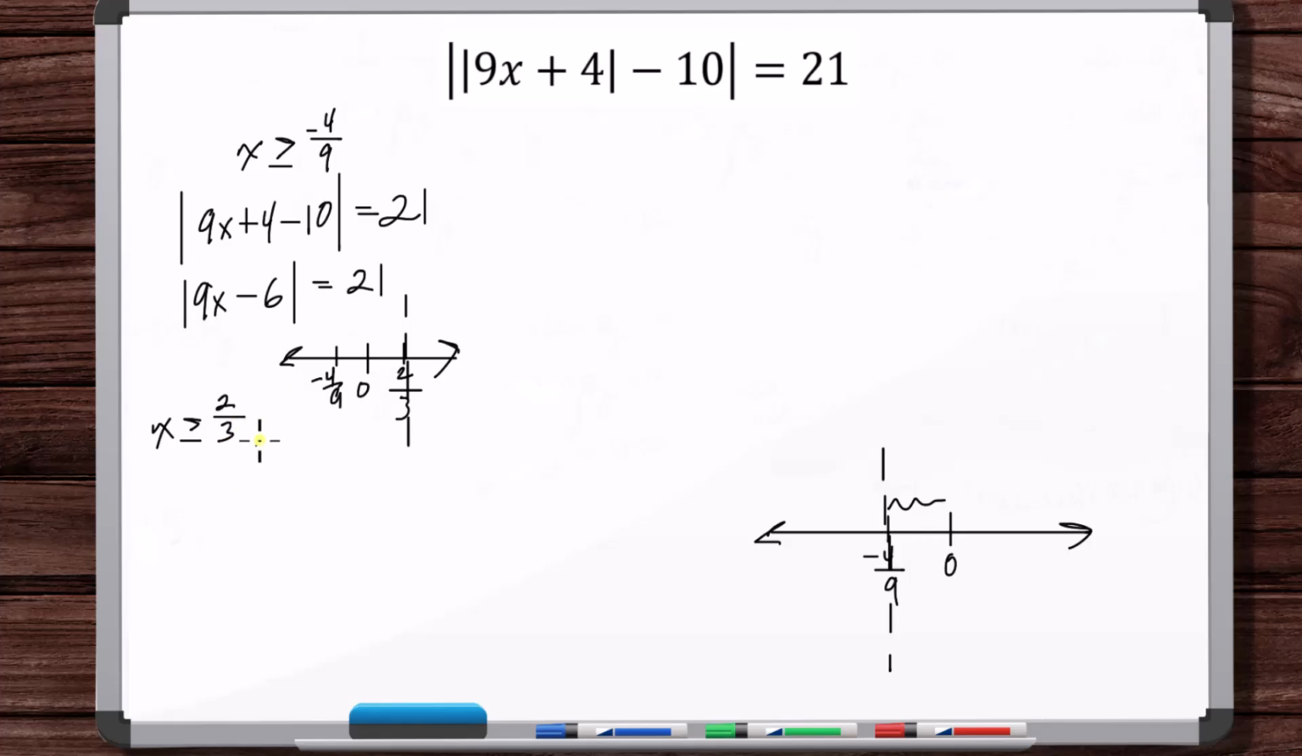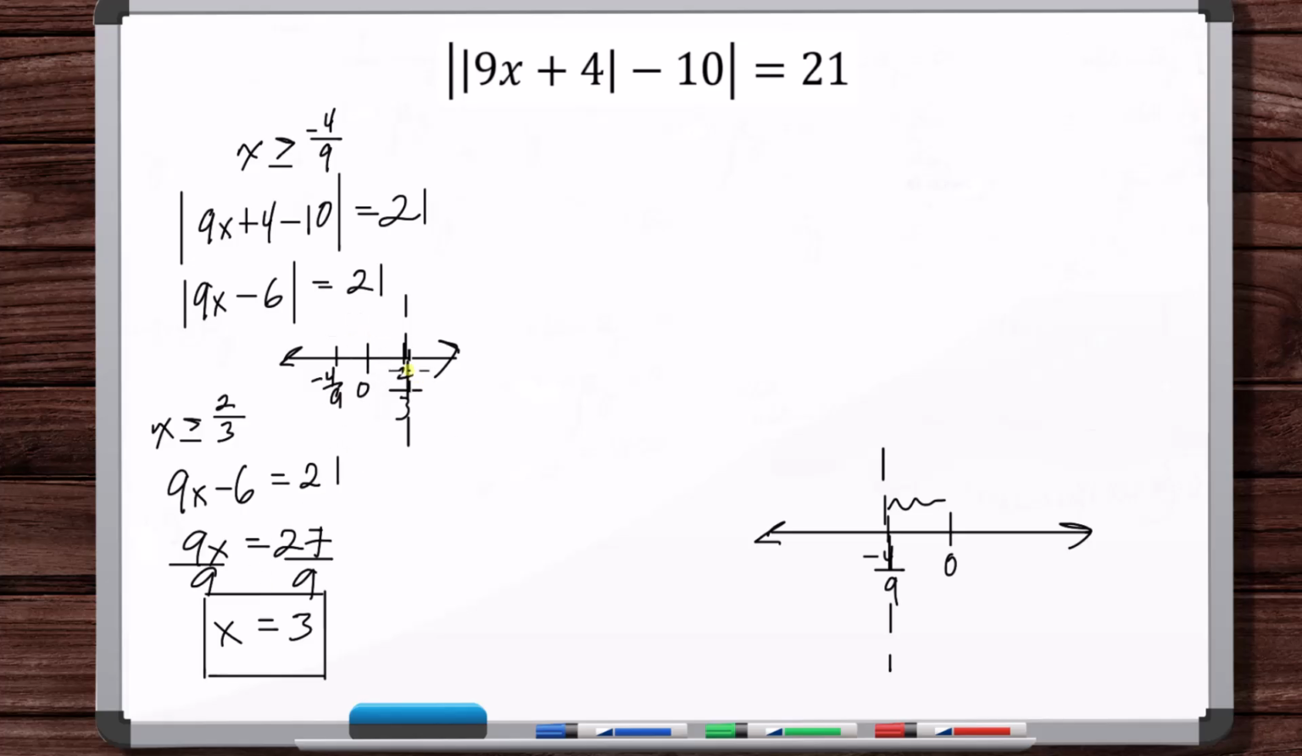So that's fine. So, okay, if we're greater than or equal to 2/3, then let's see. 9x minus 6 is going to be positive or 0. So 9x minus 6 is equal to 21. 9x is equal to 27. X is equal to 3. Okay, is 3 greater than or equal to 2/3? Yes, it is. Is 3 greater than or equal to -4/9? Yes, it is. So this is a solution.